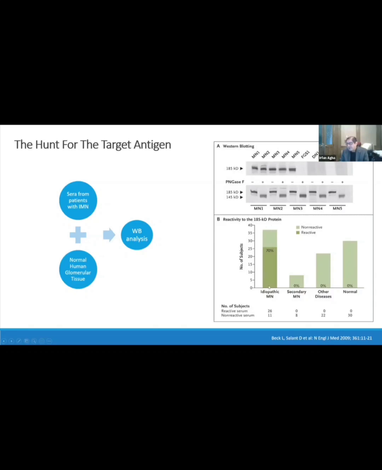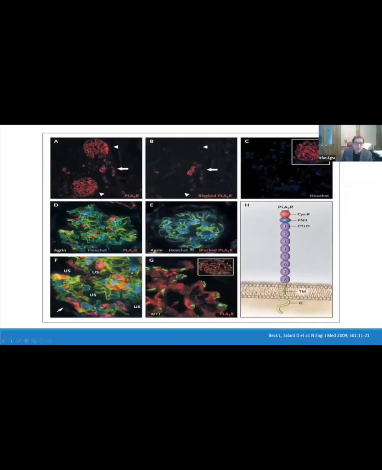So we're going to focus just on the idiopathic membranous nephropathy band now, and 70% of these sera were reacting with this 185 kilodalton protein, and we today call this protein phospholipase A2 receptor. So this essentially is the beginning of the modern era of the science of membranous nephropathy, where we actually understand what's going on.